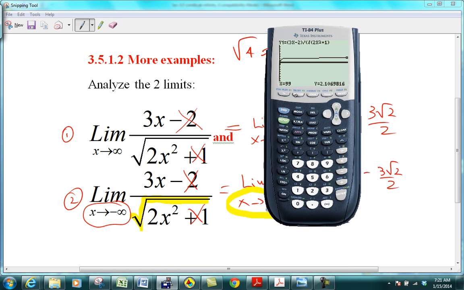So if I go back, change my window to be negative 100 to 100. Did that take? No. Right there, you can see that the limit is a negative number. So if I bring trace up and then take a look at negative 99, it should be negative 2.12, okay, 2.13, okay. All right, so it is approaching negative 3 root 2 over 2.